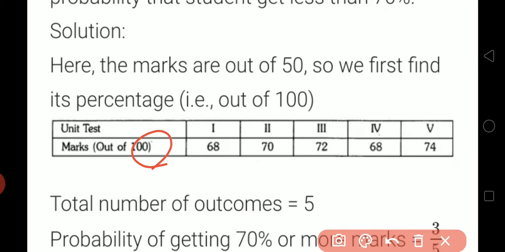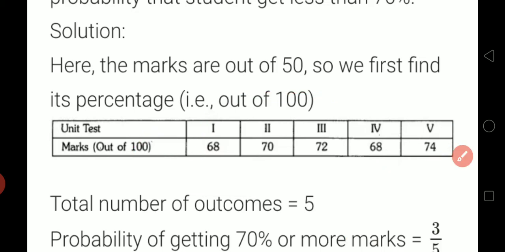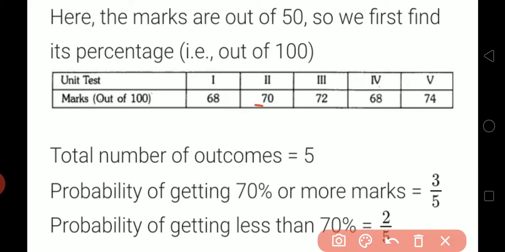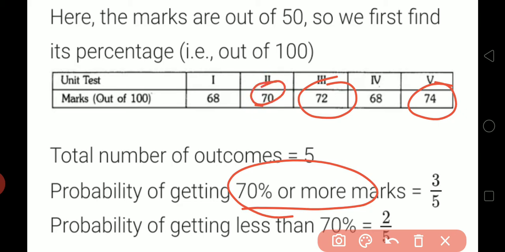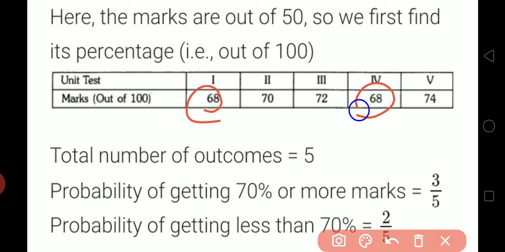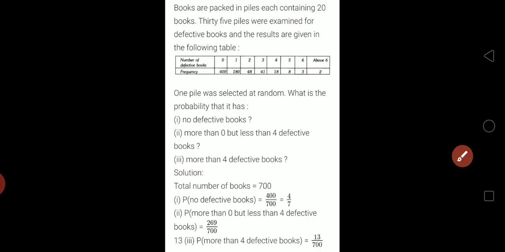Now the total number of outcomes, meaning how many tests we have attempted, is 5. So how many times did the student get 70% marks or more? So here 70 or more. So this is 74, 72, 70 and more. So we will take 70 also and more. This is 3 times out of 5. So the probability is 3 by 5. And the second one is less than 70%. So out of 5, 68 comes 1 time, and 2 times it is less than 70%. So these are 2 out of 5 tests. So the probability will be 2 by 5.